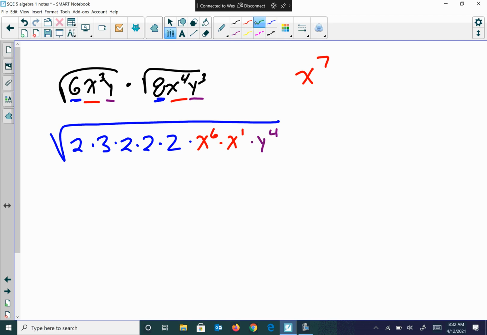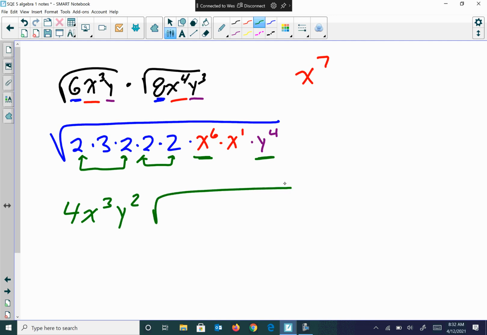There you go. All right, so I am looking for pairs. 2 pairs of 2, and 2 pairs of 2 means I'm multiplying 2 times 2 outside, which is 4. Everyone agree? And then you can also take the x to the 3rd, and y squared. What's left behind? X and a 3. Anything else? No. X and 3. Sweet.